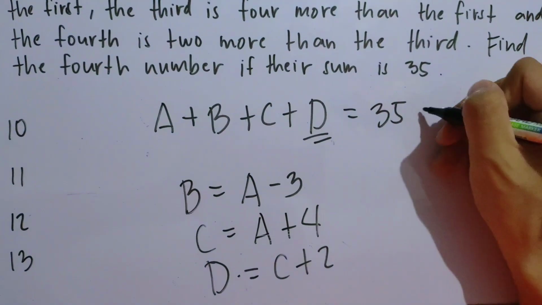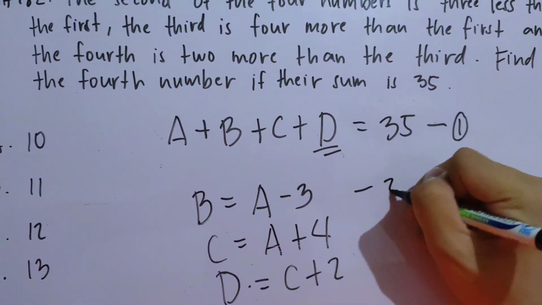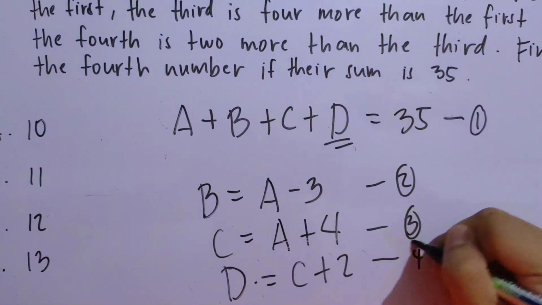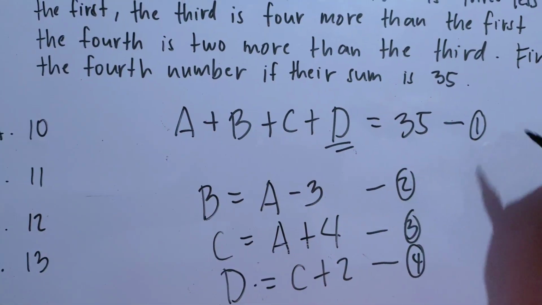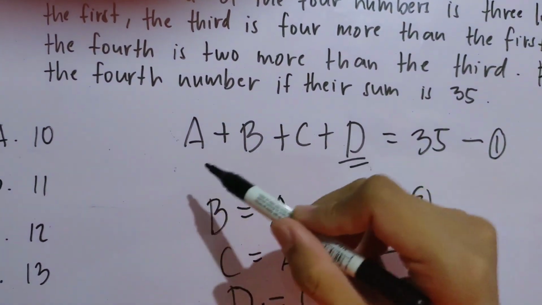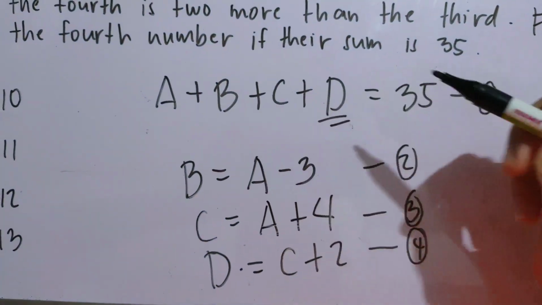So, dapat ma-eliminate lahat ng variables other than yung letter D. So, lagyan muna natin ng numbers itong mga equations na to. Ito equation 1, equation 2, equation 3, at equation 4, para lang meron tayong reference. So, dapat lahat to gawin natin in terms of D. Alin sa mga ito yung pwede natin palitan ng D?